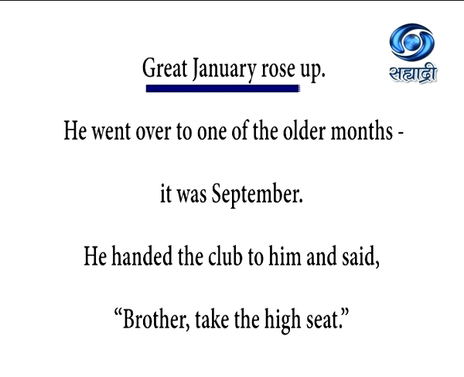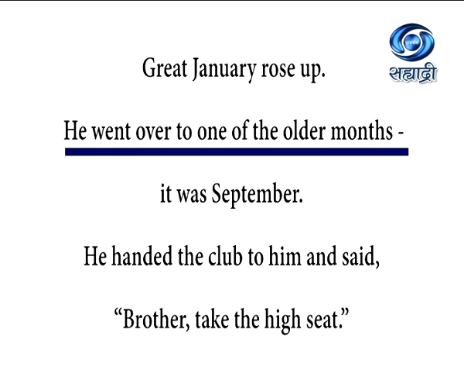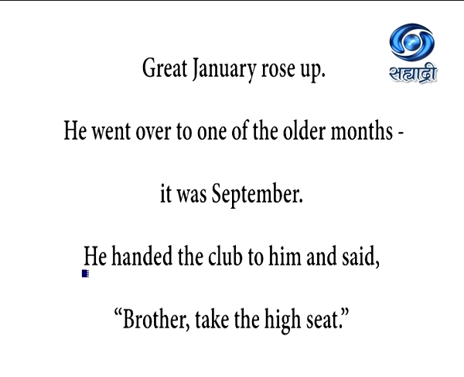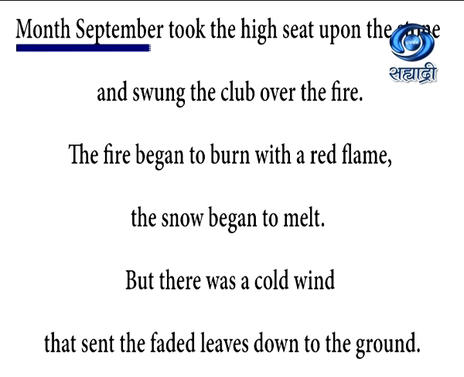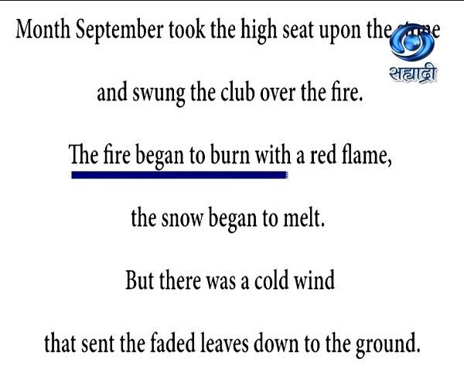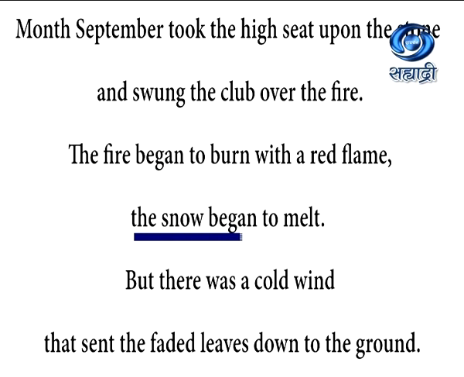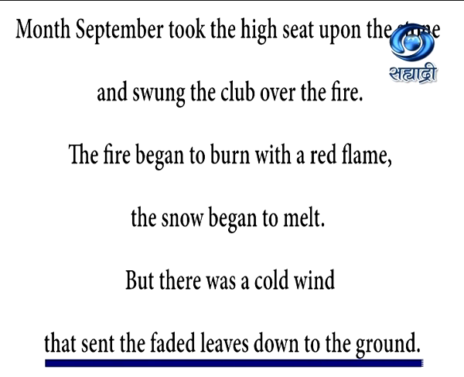Great January rose up. He went over to one of the older months. It was September. He handed the club to him and said, "Brother, take the high seat." Month September took the high seat upon the stone and swung the club over the fire. The fire began to burn with a red flame, the snow began to melt, but there was a cold wind that sent the faded leaves down to the ground.